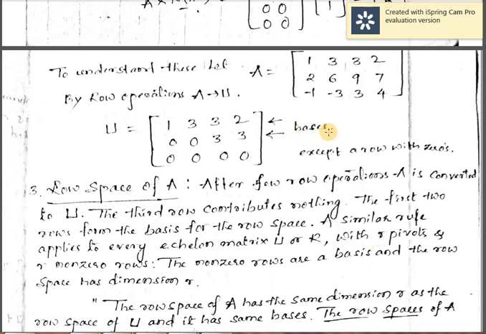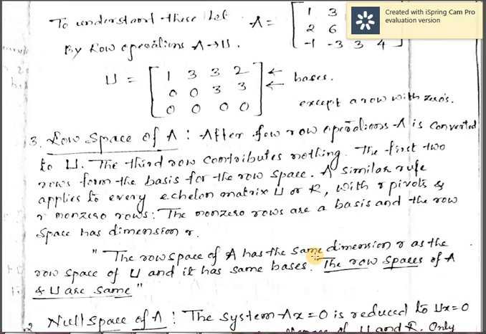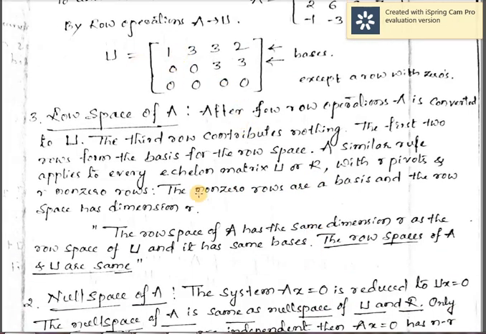And how many bases are there? 1 and 2. Number of bases is 2. And the third row is not contributing anything. So the rank of the matrix is 2, because 2 bases are there and 2 non-zero rows are there. As rank is 2, the dimension of the space is nothing but the rank of the matrix. So generally we can say r is the rank of the matrix. The dimension is always equal to the rank of the matrix.